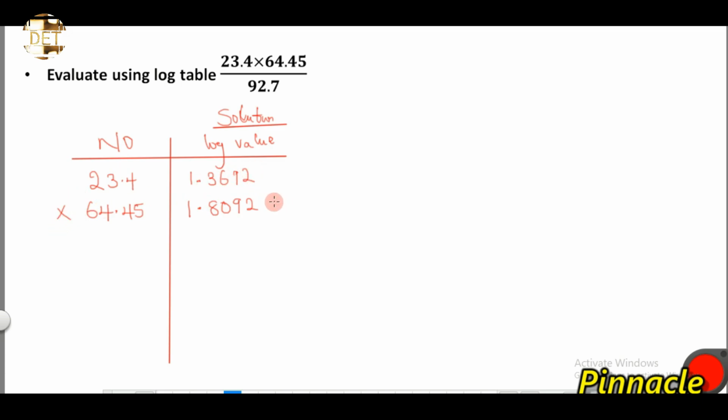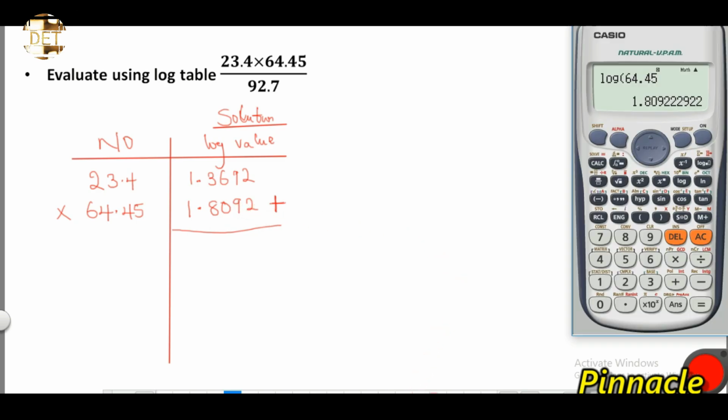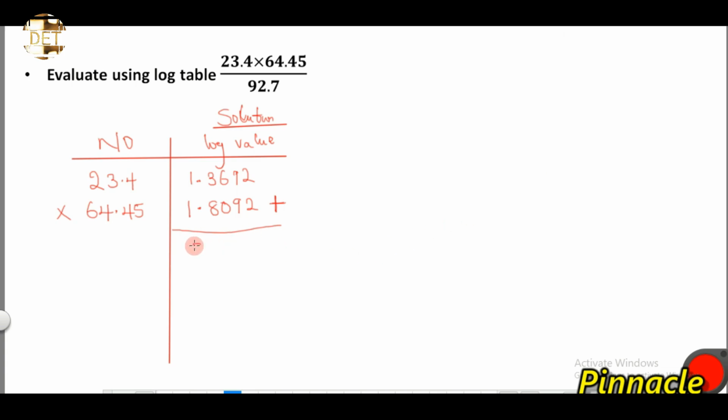Like I said before, multiplication in logarithm means addition, right? So this is plus. I'll have to add these two values. So 1.3692 plus 1.8092 is what? Press this, 3.1784. So this is the result that we got from the addition of these two log values.